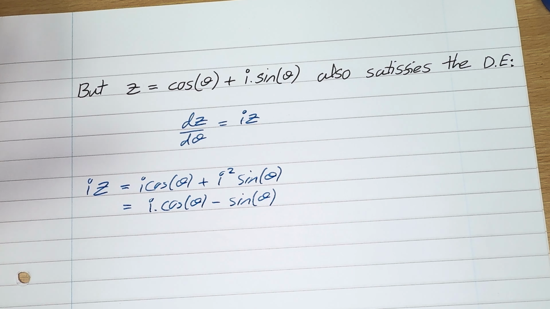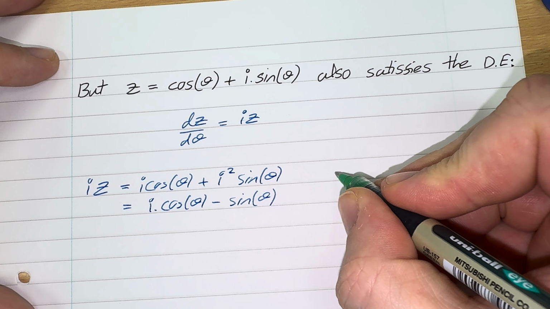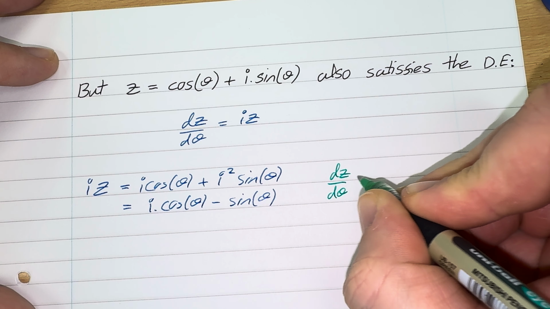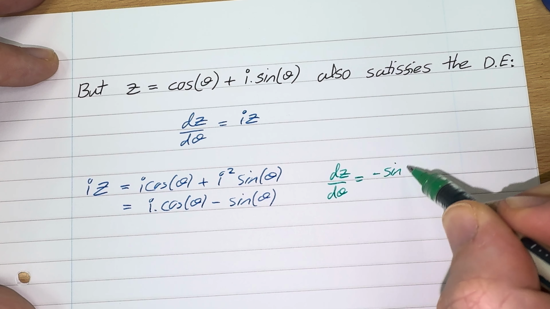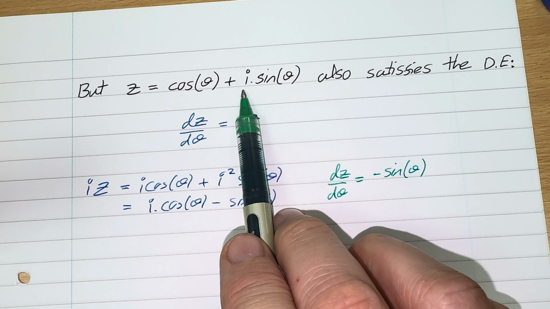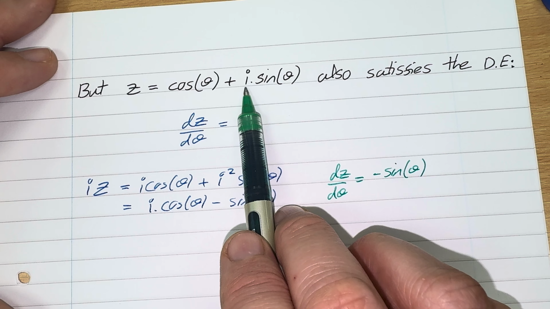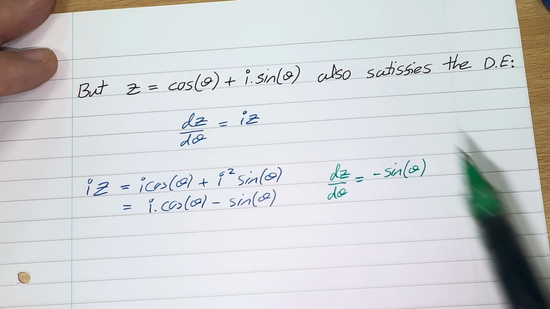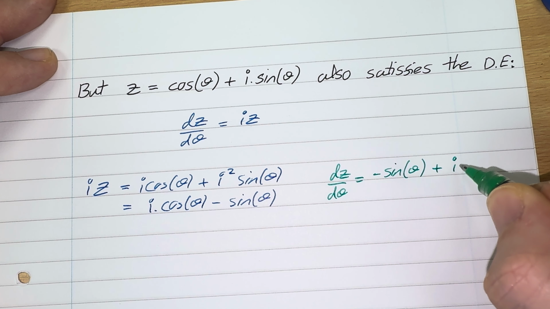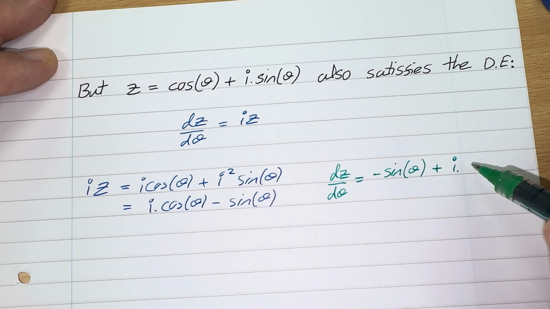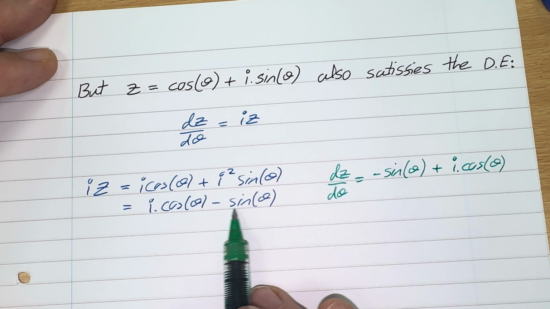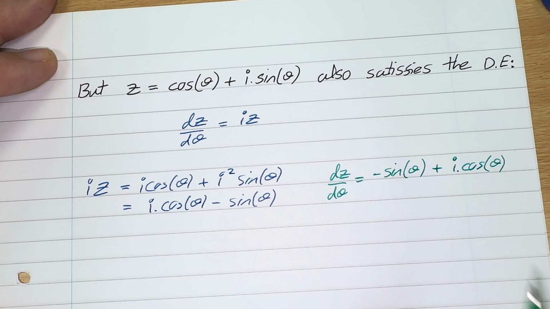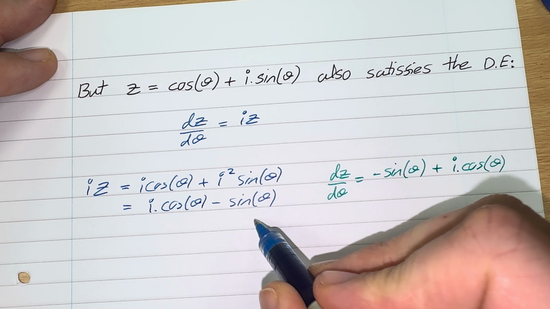Okay, the other side was dz by d theta. Cosine is going to differentiate to negative sine. i, yes, is complex, but it is just a number. It's just a constant, so it behaves like any other constant. It's just going to sit there. And then the sine is going to differentiate to the cosine. And we can see that these two expressions are the same: i cos theta minus sine theta, and minus sine theta plus i cos theta. These are the same.